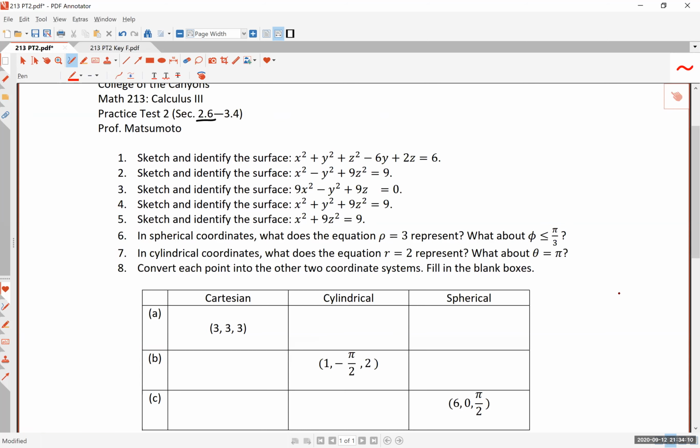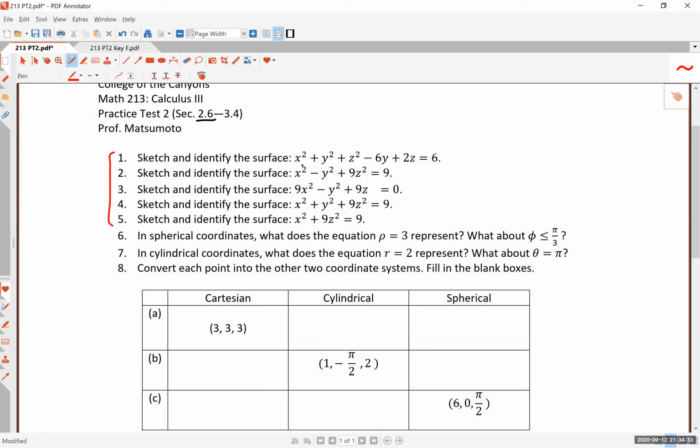Actually, numbers 1 through 5 all have to do with surfaces in R3. Okay, so let's go over these briefly. Number 1, sketch and identify the surface. x squared plus y squared plus z squared minus 6y plus 2z is equal to a constant, which is 6.